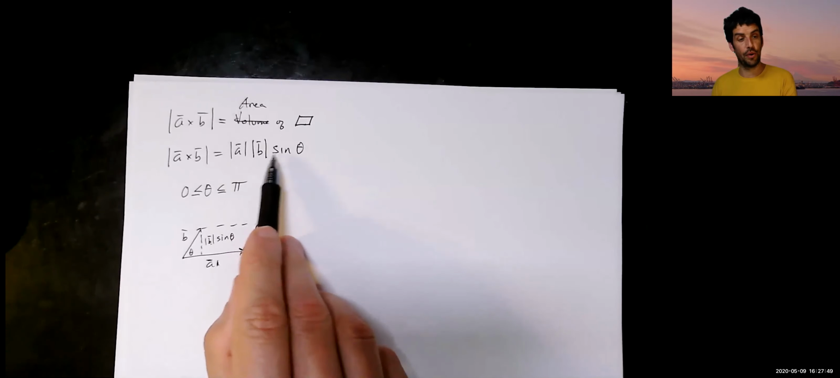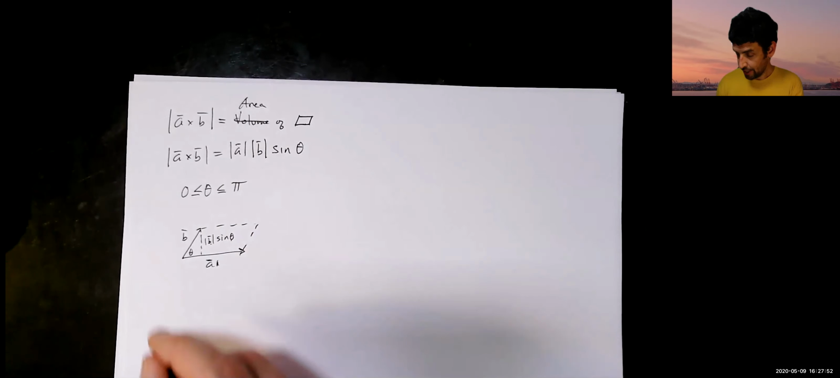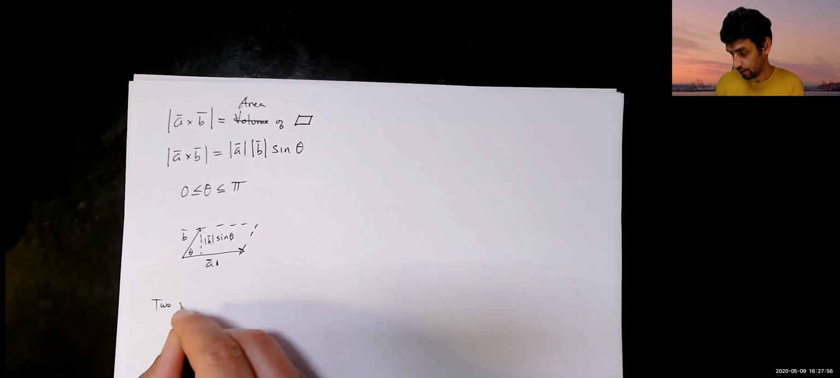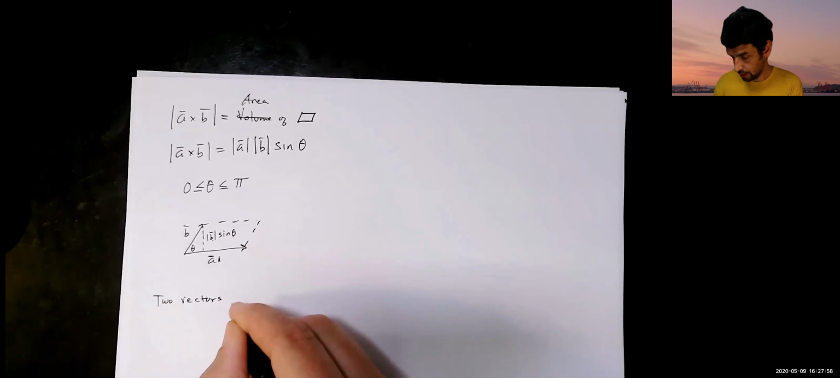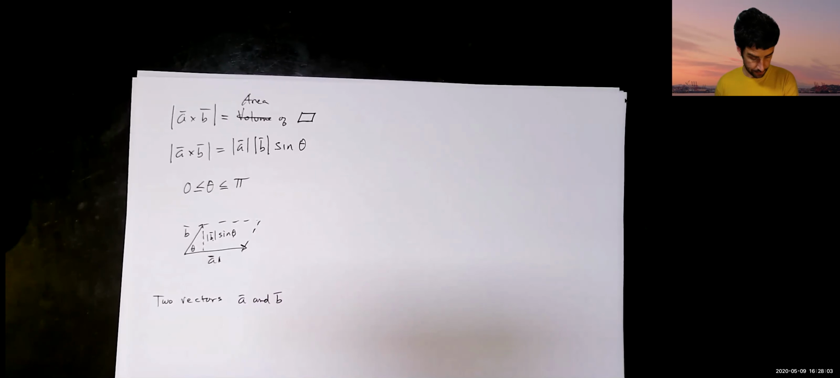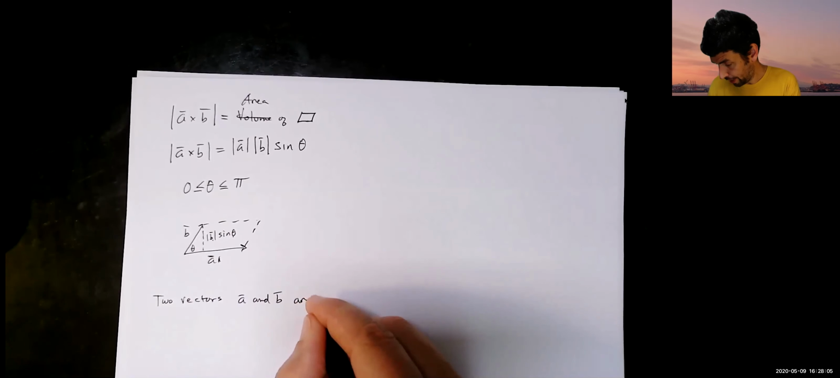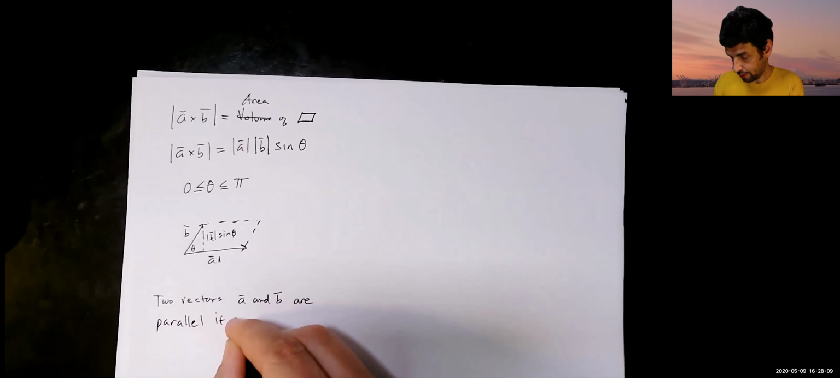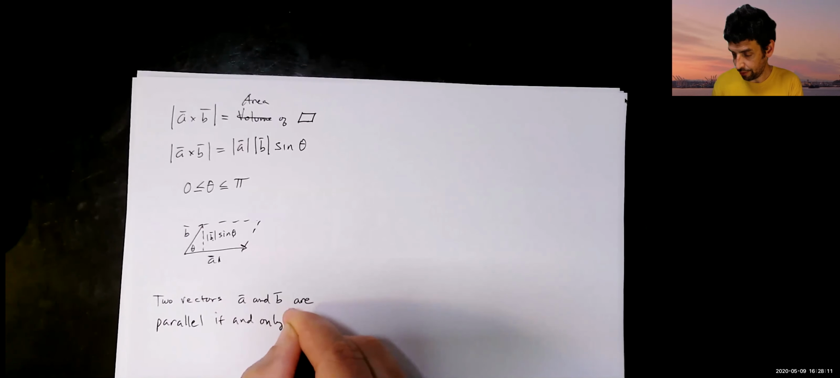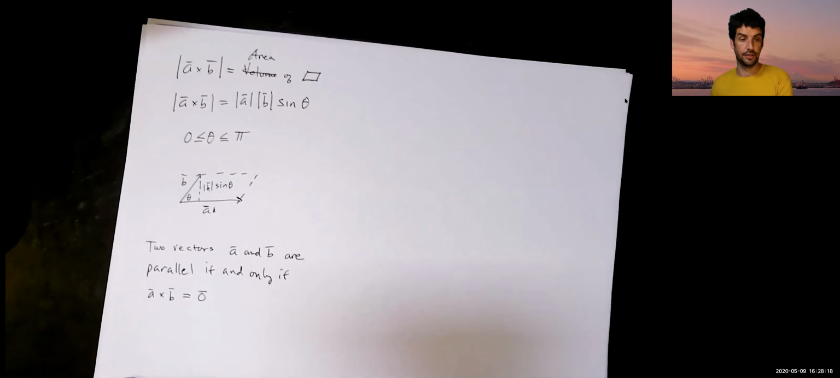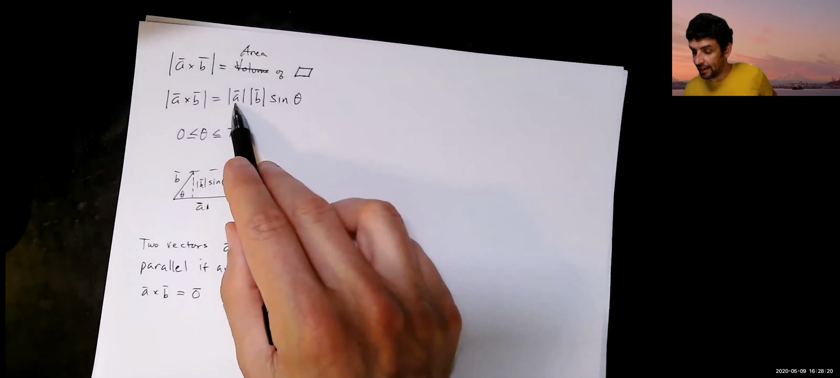This equation here lets us know that two vectors, A and B, are parallel if and only if A cross B is the 0 vector. Okay, well, why is that?